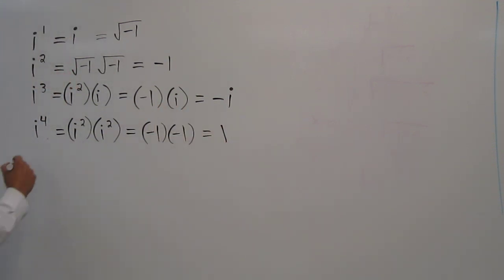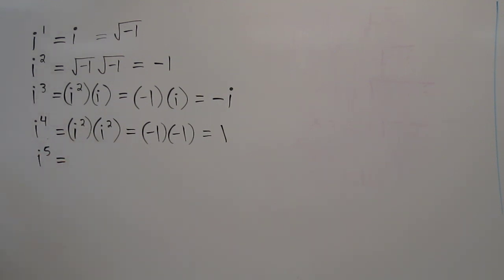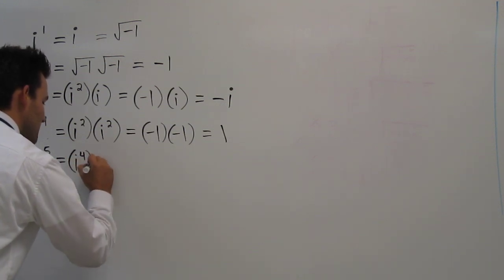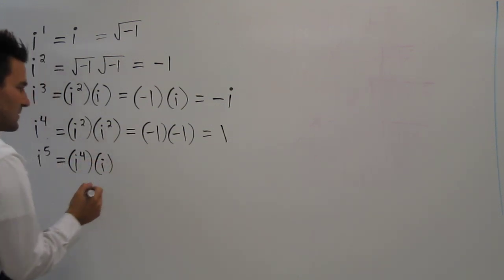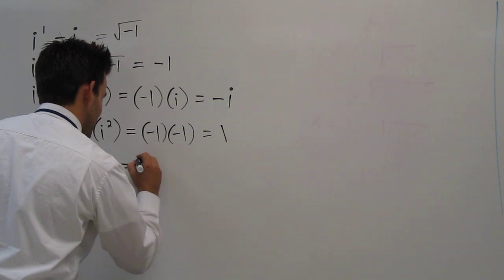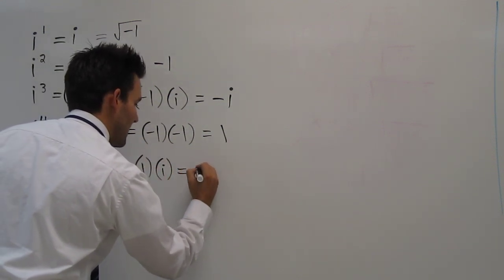Let's do one more, i to the 5th. We could rewrite i to the 5th as i to the 4th times i. And let's see, i to the 4th was 1. 1 times i is simply going to be i again.